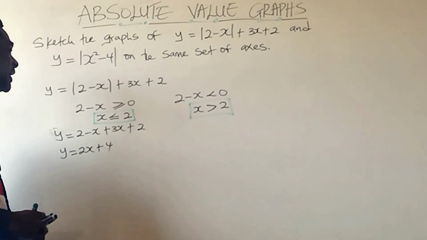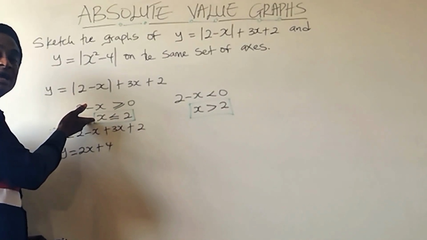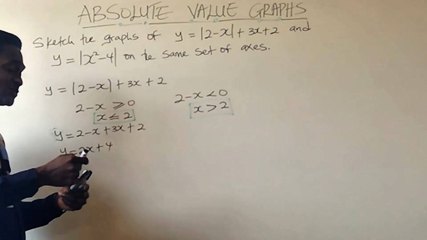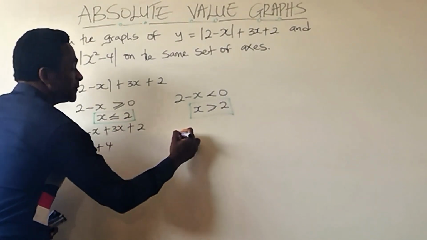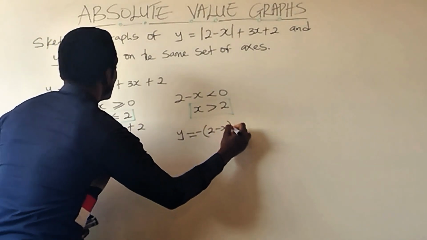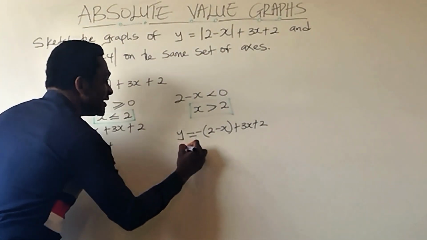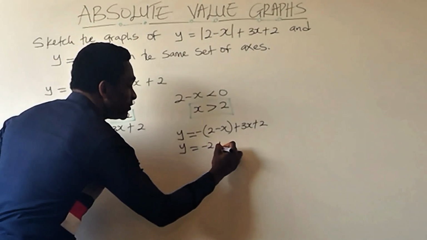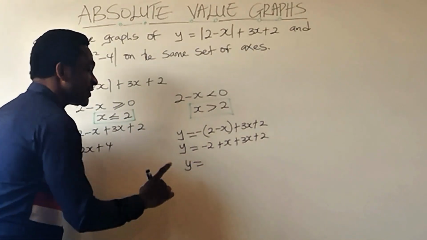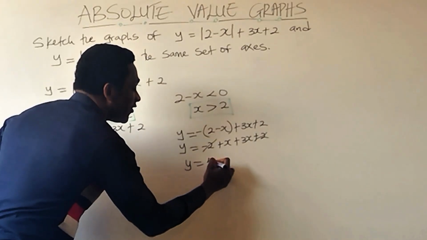Remember, the value in the absolute bar can be a positive or a negative. So this is our restriction when we have a positive value, and this is our restriction when we have a negative value. Let's look at the expression when we have a negative value. Everything in that absolute bar becomes negative, plus 3x plus 2. So in simplifying this, we'll have negative 2 plus x plus 3x plus 2. So finally, this negative 2 cancels out 2, and the graph will be the graph of 4x.